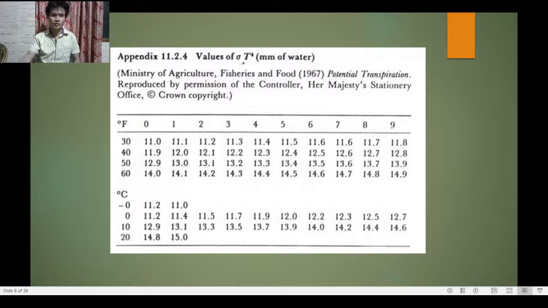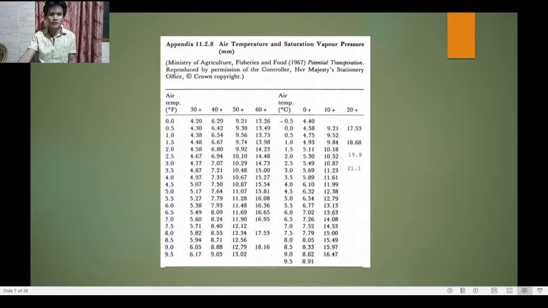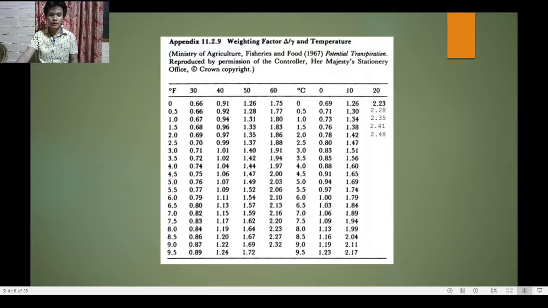So this is a table used to determine the sigma T raised to 4, which is expressed in millimeters of water. So the air temperature and saturation vapor pressure, which is expressed in millimeters of mercury, depending on the temperature also. So the weighing factor, or the delta over gamma, which also depends on temperature.